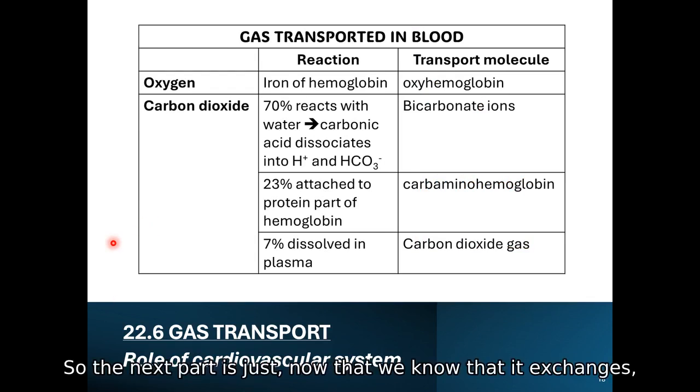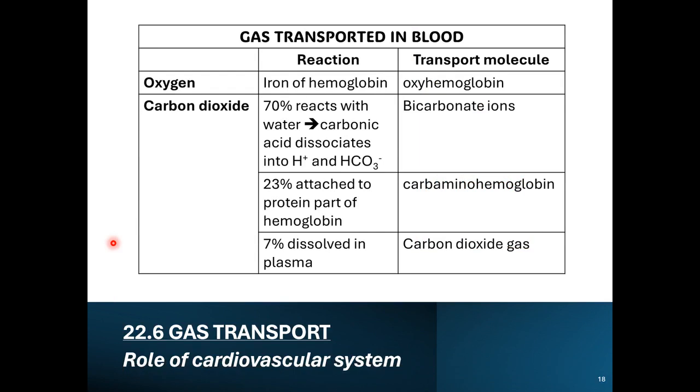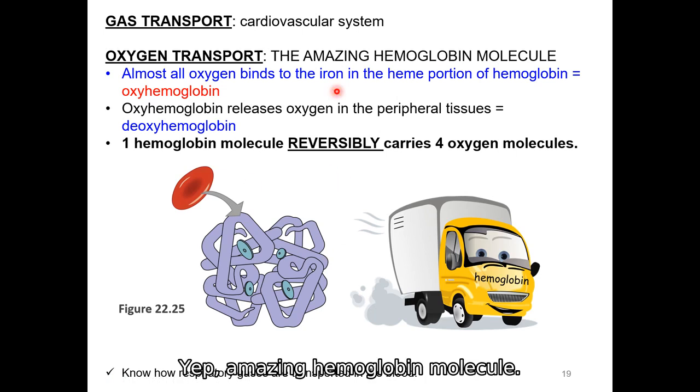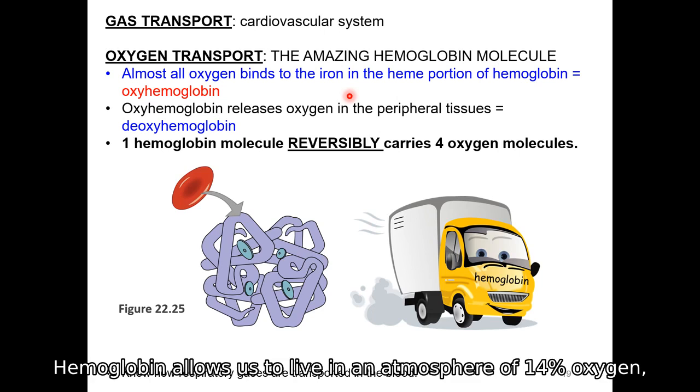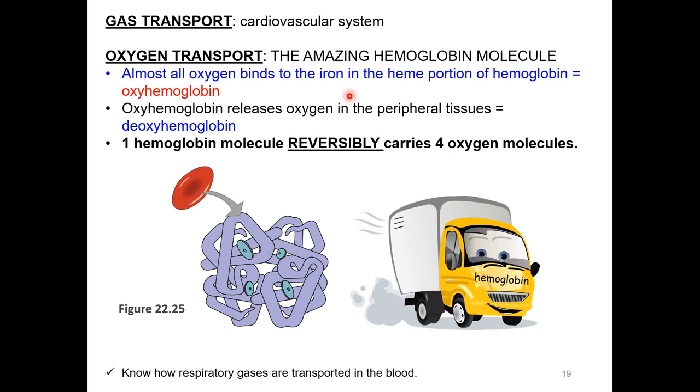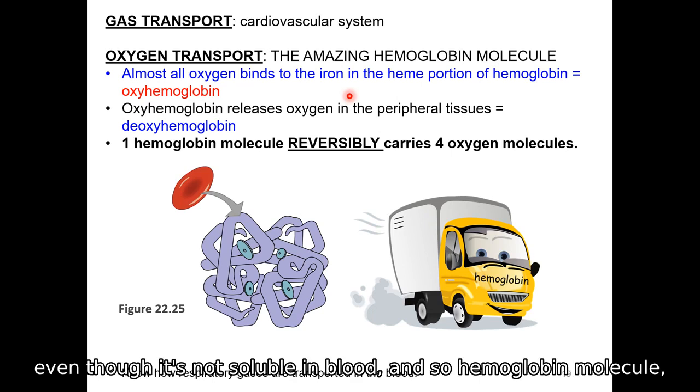All right, so the next part is, now that we know that it exchanges, how is it actually being transported in the blood? And this is a recap slide. I'm going to do it with pictures, but this is your take-home message. Yep, amazing hemoglobin molecule. I wish I had a t-shirt with just hemoglobin on it. Hemoglobin allows us to live in an atmosphere of 14% oxygen, even though it's not soluble in blood.